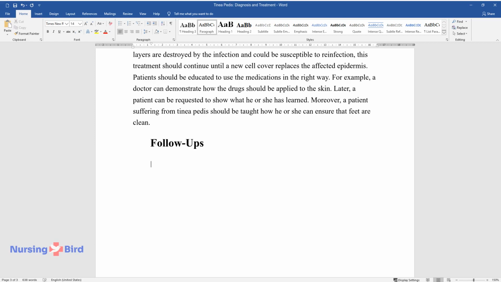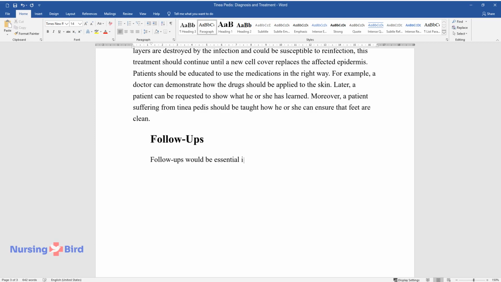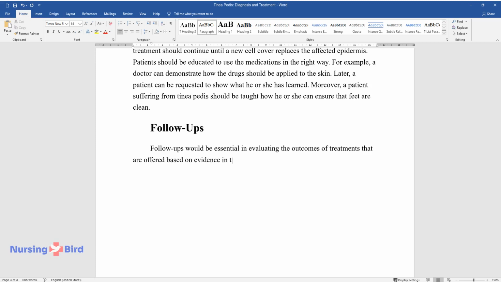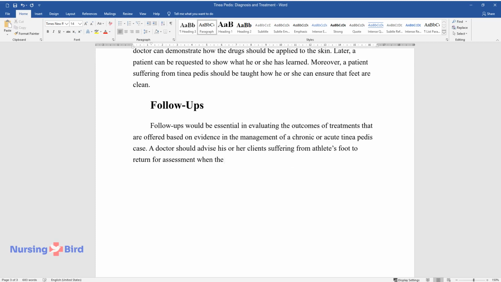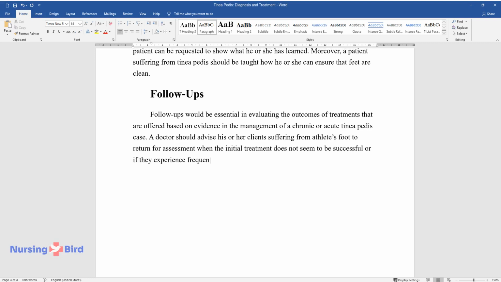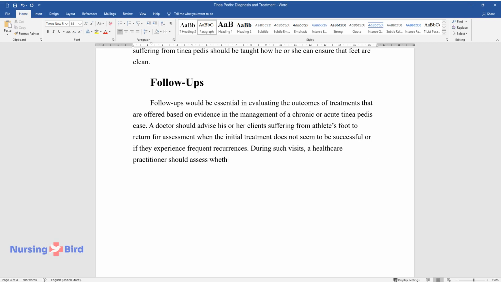Follow-ups. Follow-ups would be essential in evaluating the outcomes of treatments that are offered based on evidence in the management of a chronic or acute Tinea Pedis case. A doctor should advise his or her clients suffering from athlete's foot to return for assessment when the initial treatment does not seem to be successful or if they experience frequent recurrences. During such visits, a healthcare practitioner should assess whether a patient has been adhering to the treatment regimen.